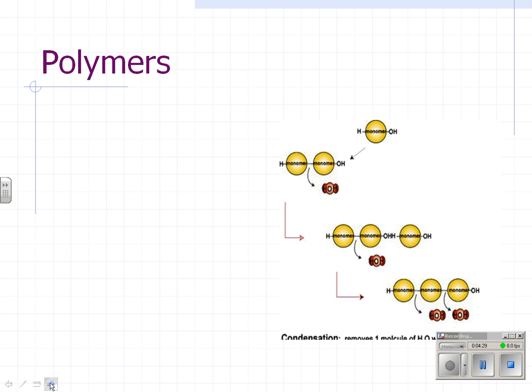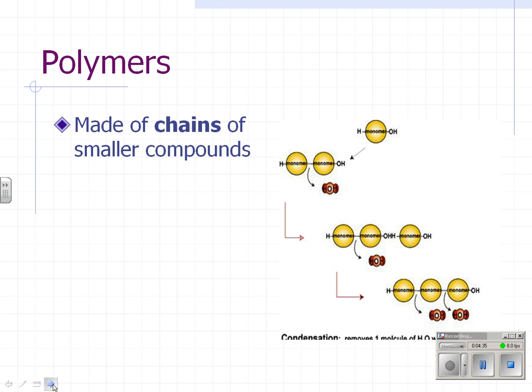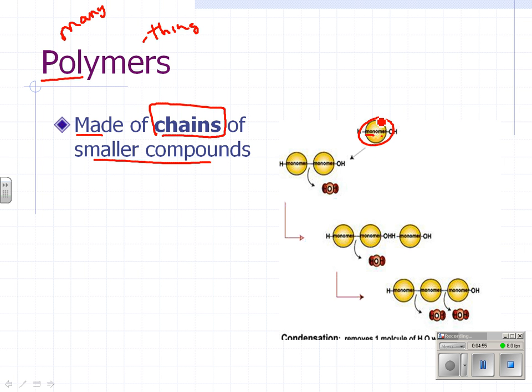All right, let's talk about polymers in general. First of all, poly means many, mer means thing, many things. So a polymer is made of chains, there it is again, of smaller compounds. We call an individual part of a polymer a monomer. Monomer, one thing. So we can take these individual things and chain them together to make a polymer.